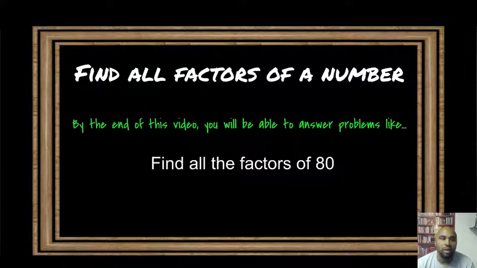Today we'll be talking about finding all factors of a number. So here's a problem that you're going to see. Here's an example problem. You see this one here. It says find all the factors of 80. So what does that mean?